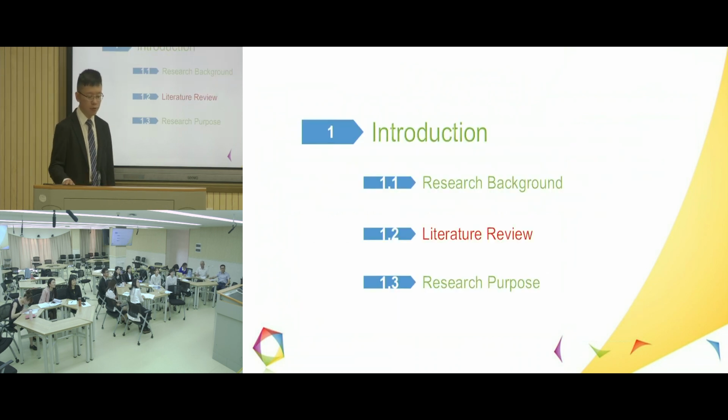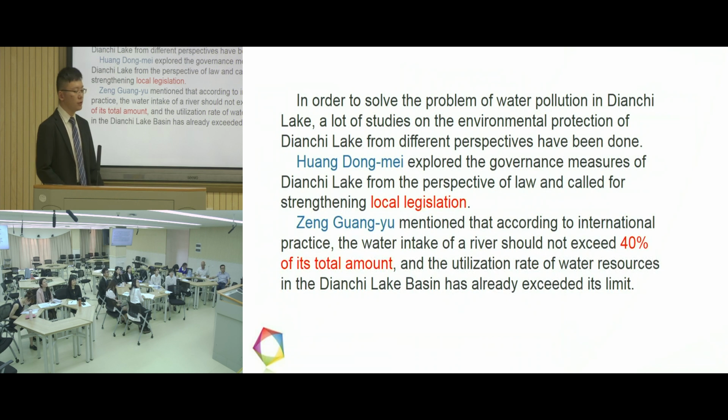The next part, literature review. In order to solve the problem of water pollution in Dianchi Lake, a lot of study on the environmental protection of the lake from all different perspectives has been done. Huang Dongmei, as an example, explored the government's measures for Dianchi Lake from the perspective of the law, and she called for strengthening local legislation.